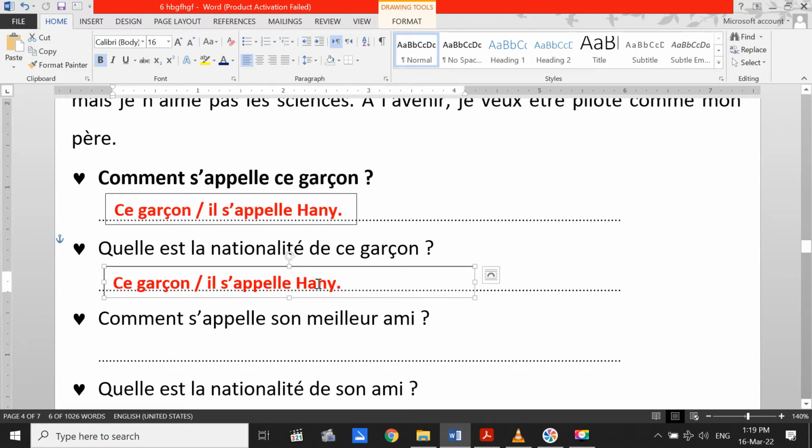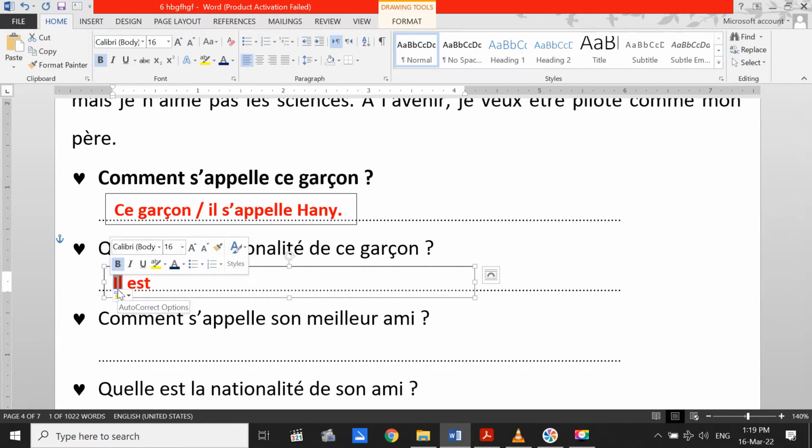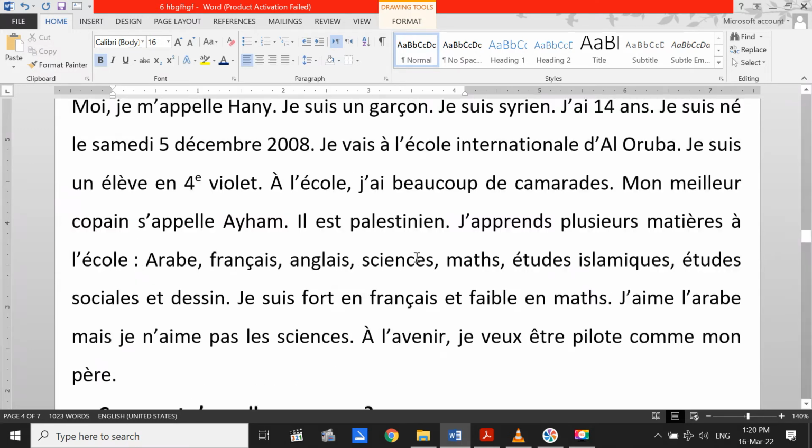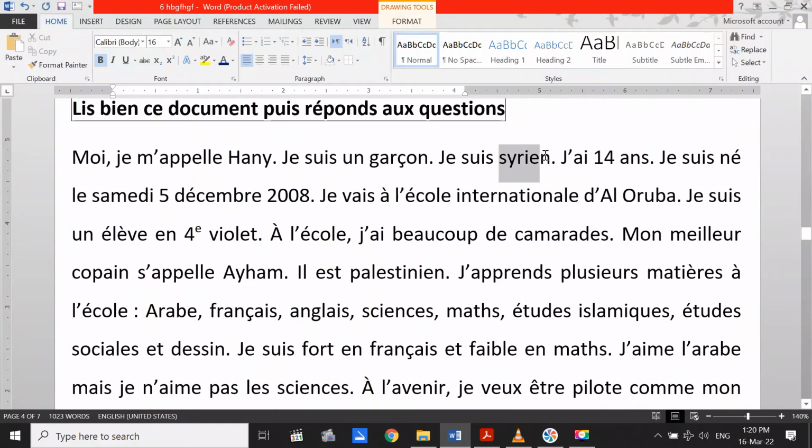Donc, quelle est la nationalité de ce garçon? Ce garçon, or it can be, il est, he is, il, and instead of ce garçon, it can be this boy, or he, which means in French, il. Il est, he is, syrien. We get it from the text. Il est syrien, from here. Je suis syrien.